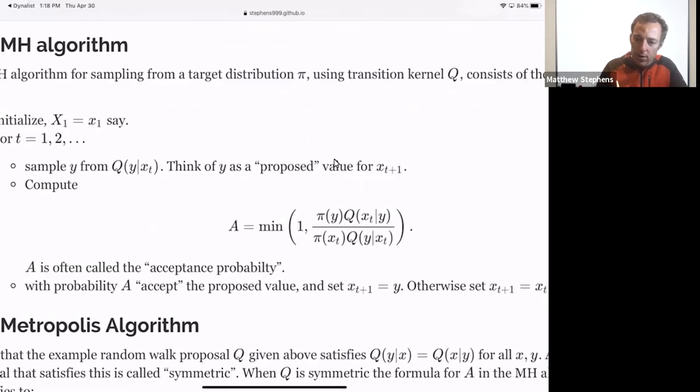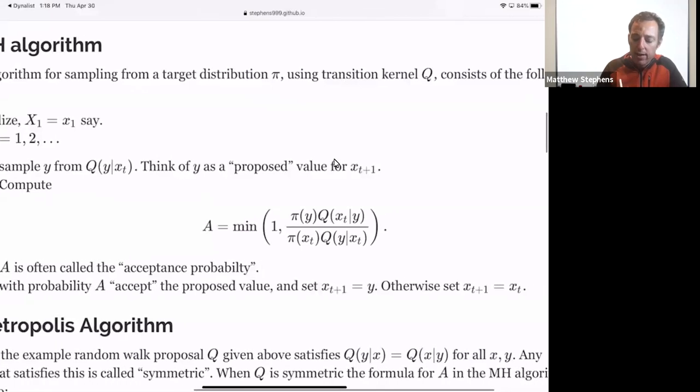So we compute A according to this rule, and then we toss a coin, and with probability A, we accept the proposed move, and we set the next state, xt plus 1, to be Y. Otherwise, we set xt plus 1 to be xt. That is, we reject the move and we stay where we are.